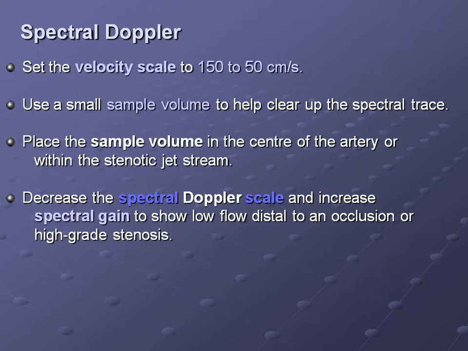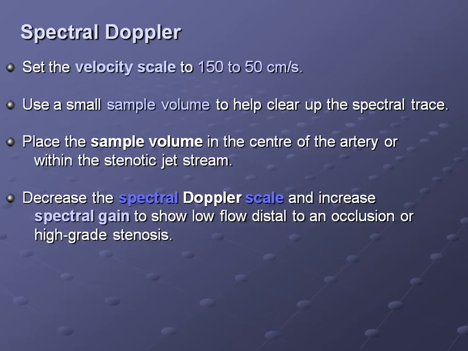In spectral Doppler, you should set the velocity scale from 50 to 150 centimeters per second and use a small sample volume to help clear up the spectral trace, and place the sample volume in the center of the artery or within the stenotic jet stream. Yani, you should not place the gate at the periphery of the artery. It should be at the center of the artery. Okay, because at the periphery, normally there might be some turbid flow.